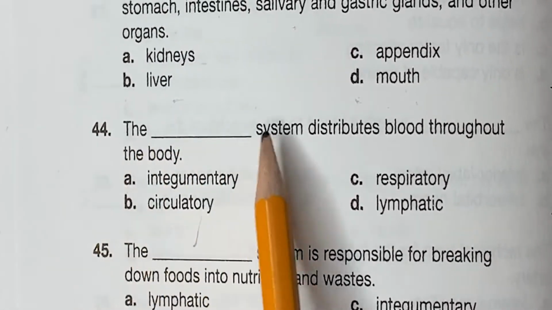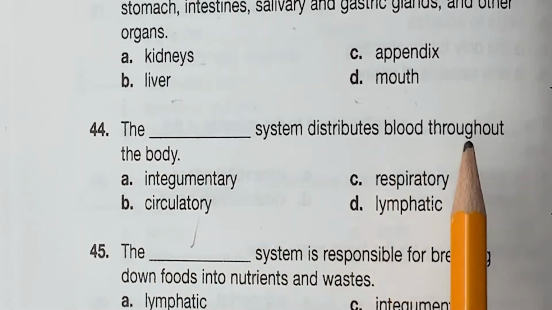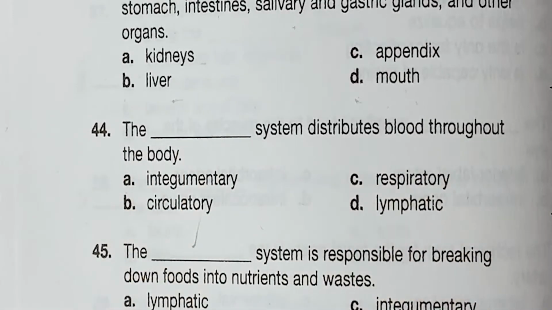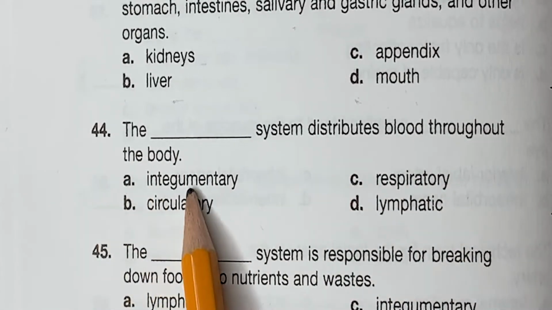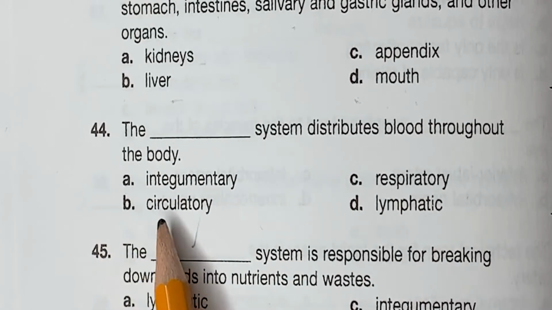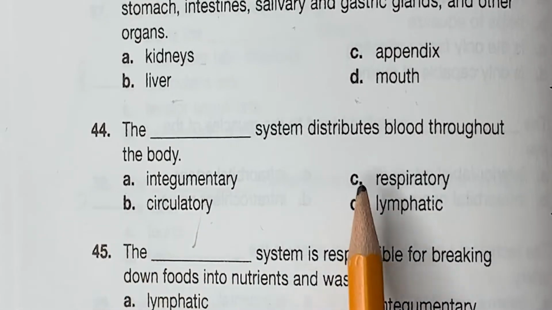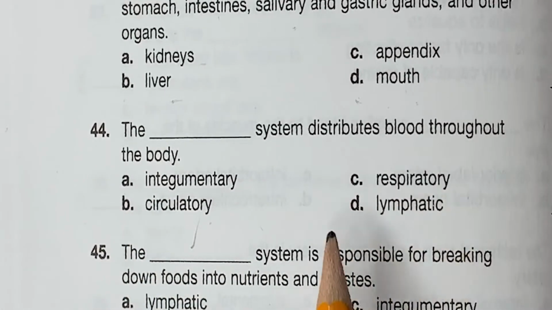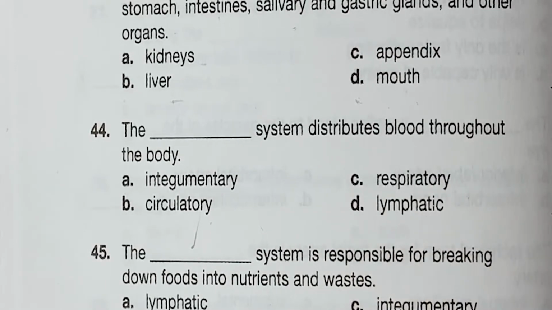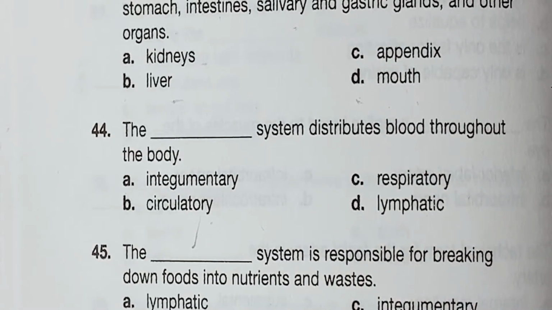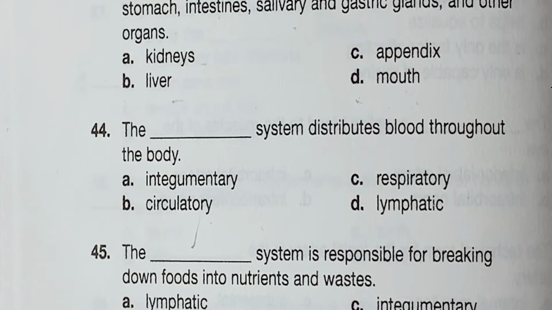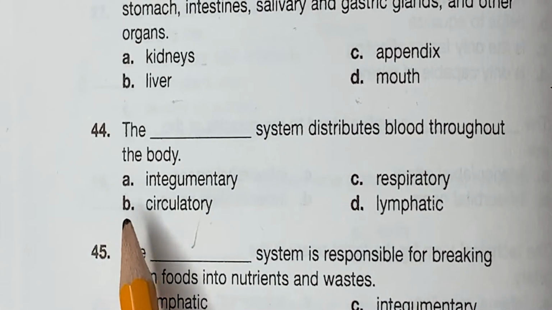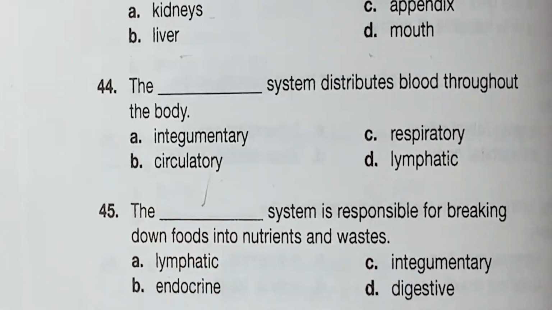44. The blank system distributes blood throughout the body. Is it A, integumentary, B, circulatory, C, respiratory, or D, lymphatic? And your correct answer is B, circulatory.